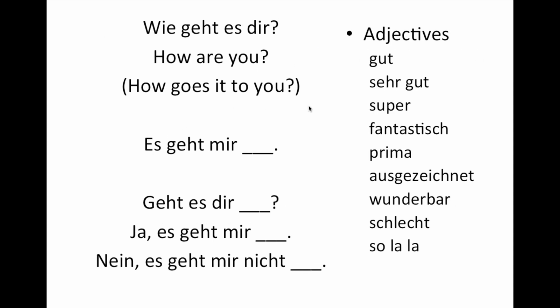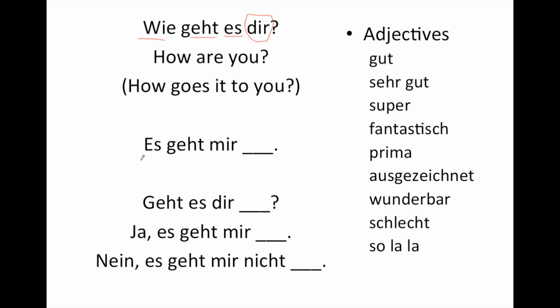Our last question is a little bit different than what we would ask in English. We're asking, "Wie geht es dir?" How are you? But literally, word for word, we're asking, how goes it to you? So question word, verb, and then our subject, and then dir is our dative pronoun, to you. So we're asking something like, how's it going? How goes it to you?